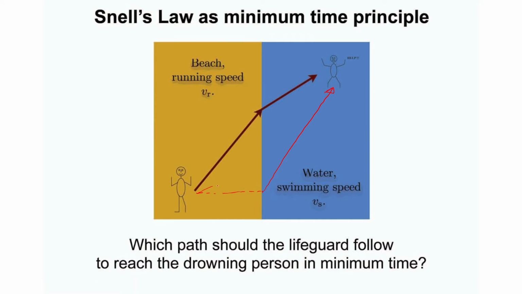And same thing, if I go here, I can run, but then I have to swim a longer distance, right? And if you see that this distance is the longest distance I can run, and here I can swim. So I reduce the distance I have to swim.